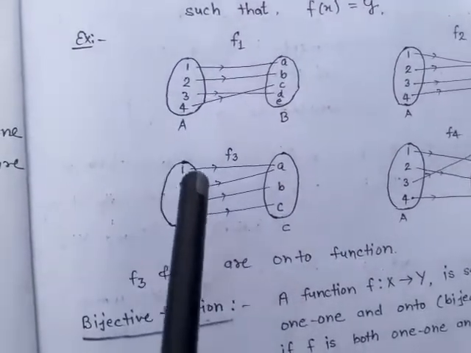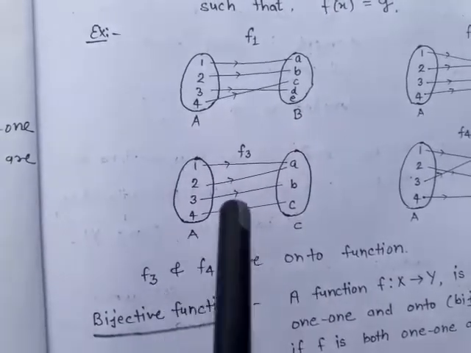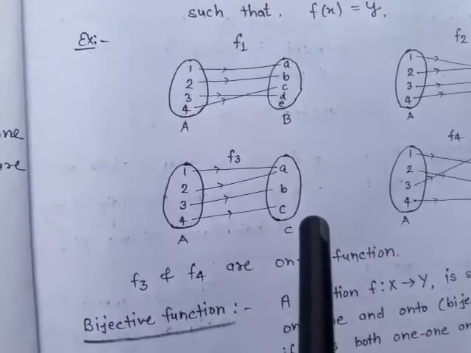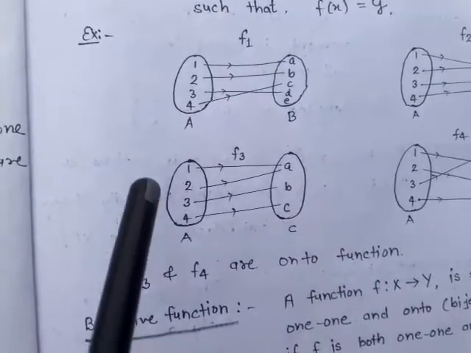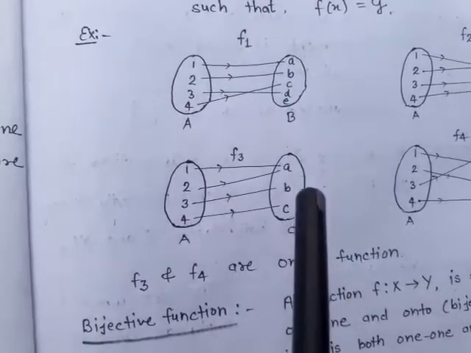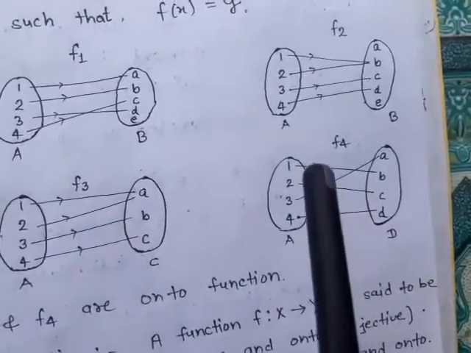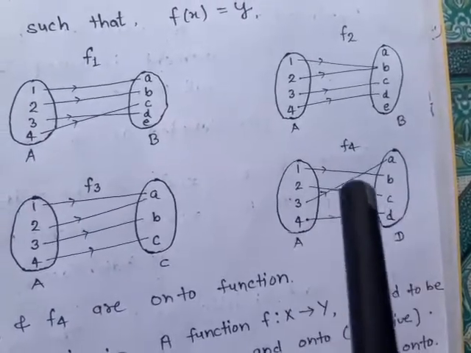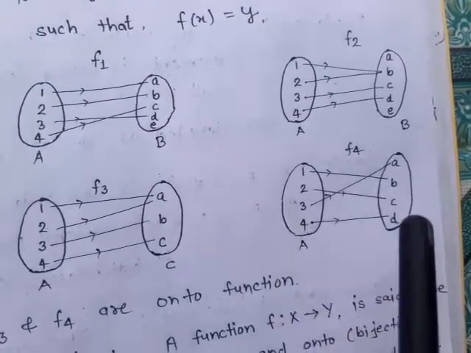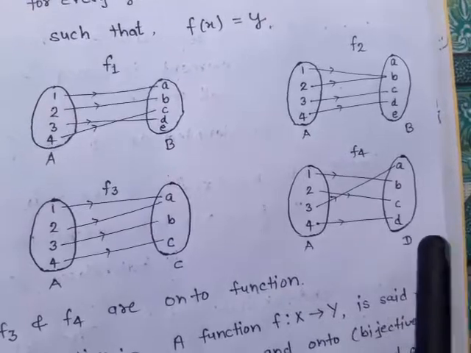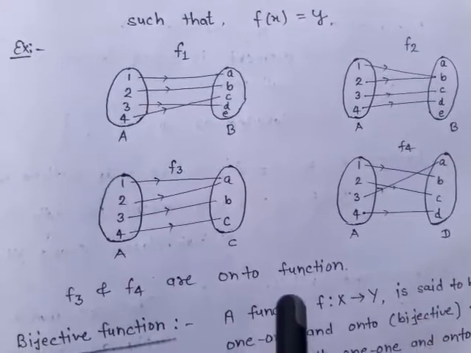Here in f3, image of 1 is A, image of 2 is A, image of 3 is B, image of 4 is C. Every element of Y is the image of some element of X. Every element of Y is engaged, so this is onto. Here image of 1 is B, image of 2 is C, image of 3 is A, image of 4 is D. Here every element of Y is also an image of some element of X. No element is free, so this is onto. Now here f1 and f2 are not onto, f3 and f4 are onto functions.